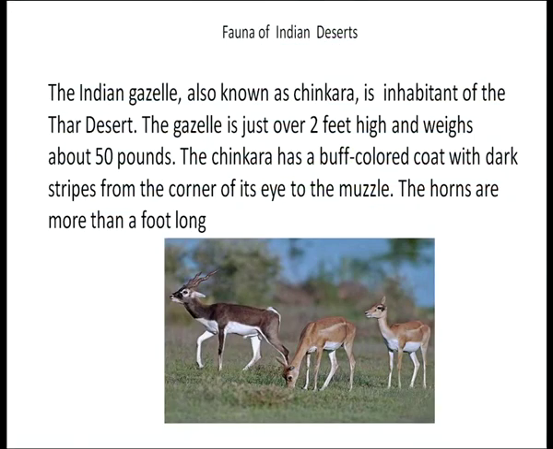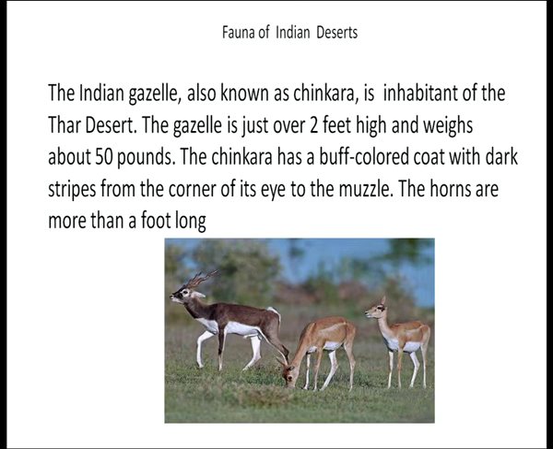The Indian gazelle, also known as chinkara, is an inhabitant of the desert. Gazelle is just over 2 feet in height and weighs around 50 pounds. Chinkara has a buff colored coat with dark stripes from the corner of the eyes to the muzzle.